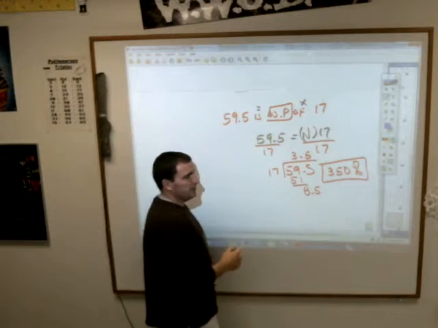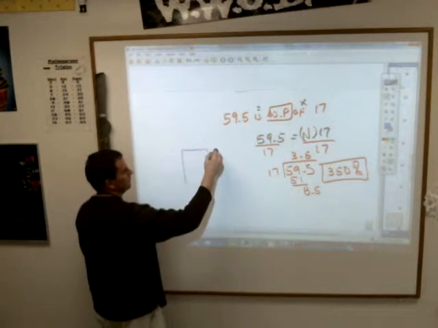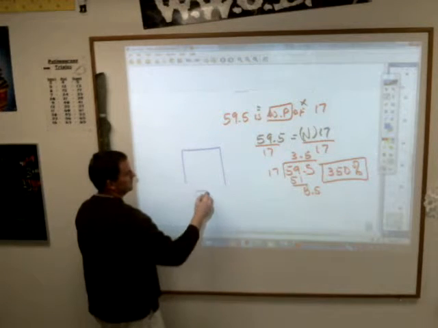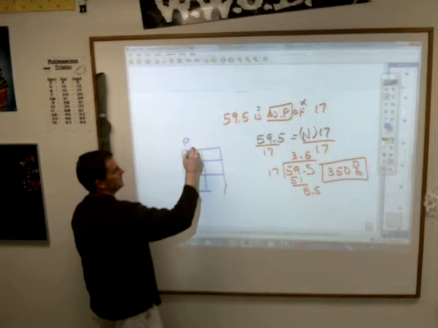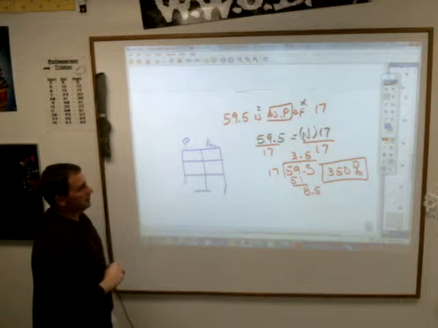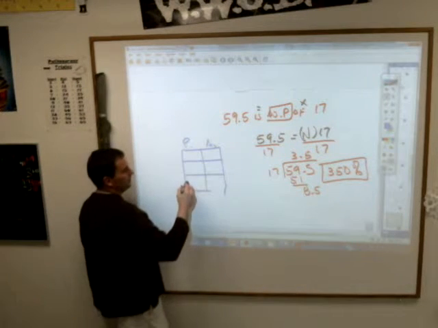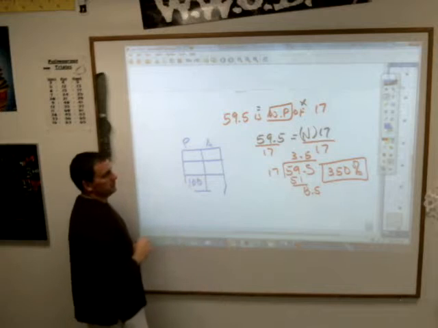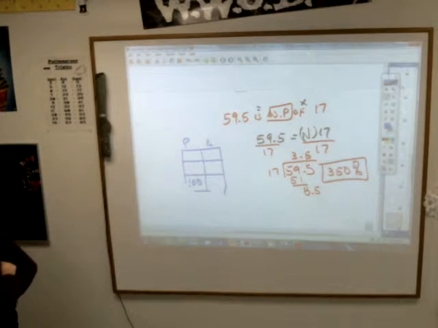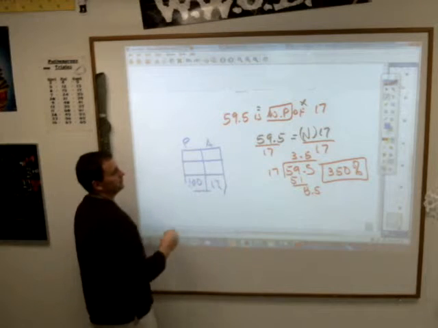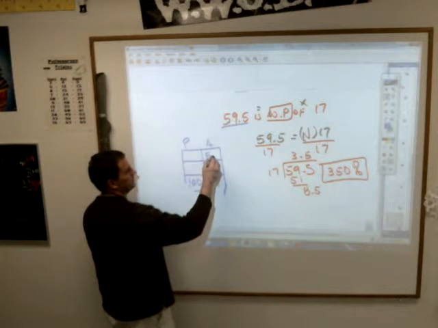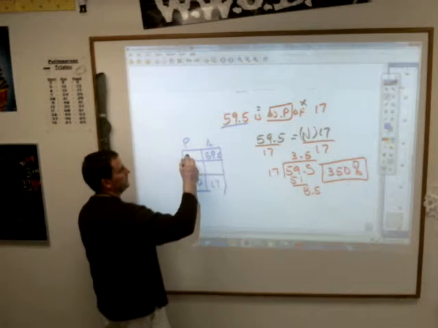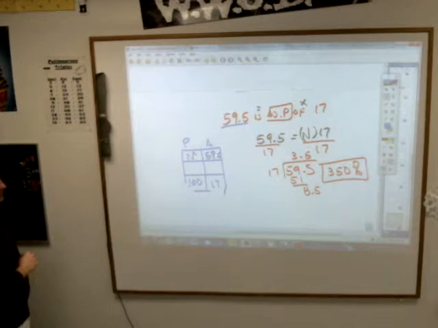Doing it out as a ratio box, it would look like this. This is my percents, this is my actual. Okay, I don't know any of my percents except 100%, and I know 100% is which one? 100% is the 17. 59.5 is some percent that I don't know here. But I do know it's going to end up being bigger than 100% the way it looks.